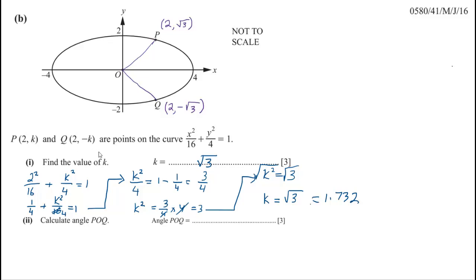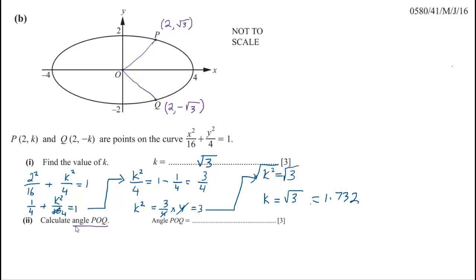So just plug in the value of under root 3 in this point. So this point P is over here. Its coordinates are (2, under root 3). And this point Q, which is over here, its coordinates are (2, minus under root 3). And now we have to find angle POQ. And student, just write these coordinates over here and draw these lines so that you can see clearly which angle you have to find.